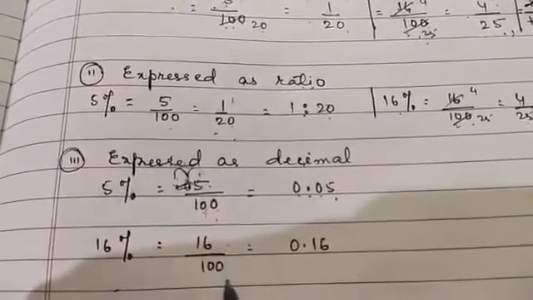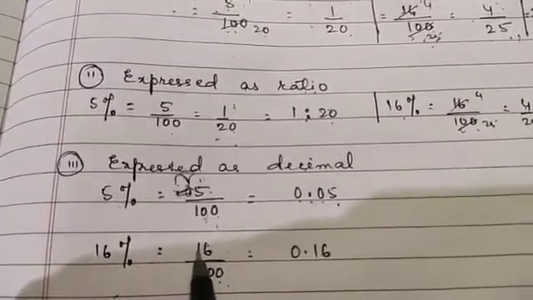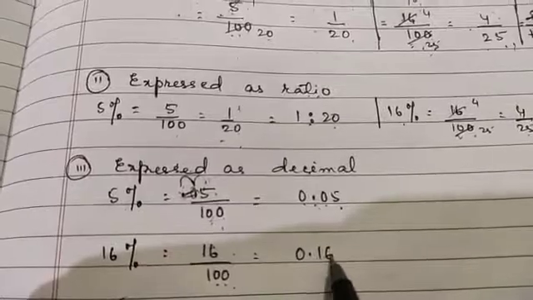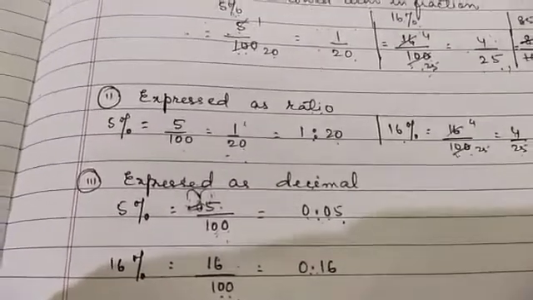16% is 16 by 100. 2 zeros over here. 2 places, decimals we will shift towards the left. So this is 0.16.